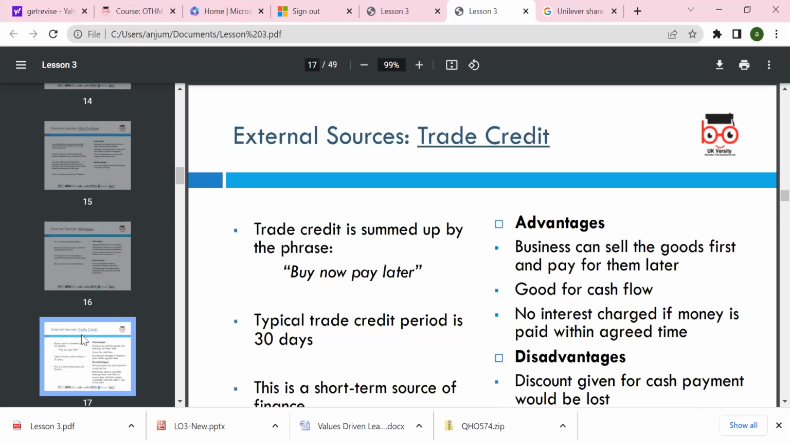Okay, then trade credit, if you want to buy now and pay later, like we have DFS sofas, you can buy now but pay later. In various parts of the world you carry on buying assets and you carry on making the payments. A discount given for cash payment would sometimes be a loss, because if you're paying cash, you can get a discount, you can negotiate. That's why cash is known as the lifeblood of any business.